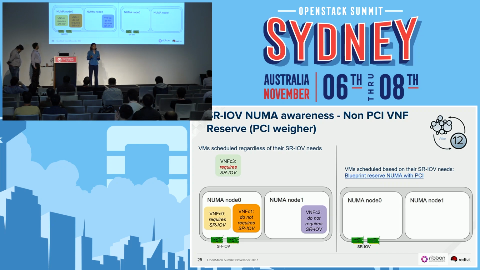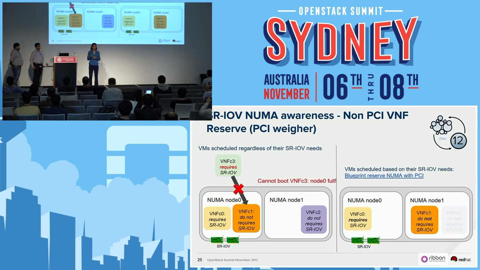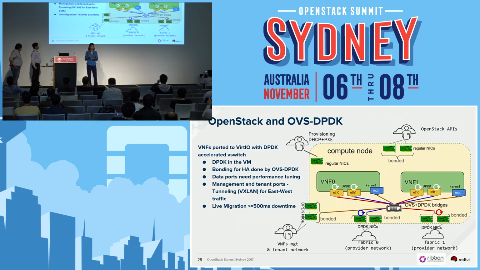So what is coming in Pike is some kind of PCI layer where you can say that all VNFs that don't require PCI device allocation should preferably be allocated on NUMA nodes that don't have PCI devices. Then you would have the correct allocation, so NUMA node 0 only has the VNFs that have SRIOV.